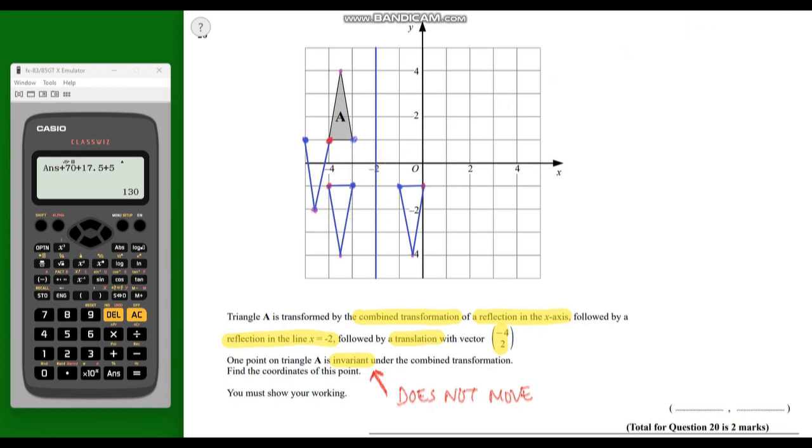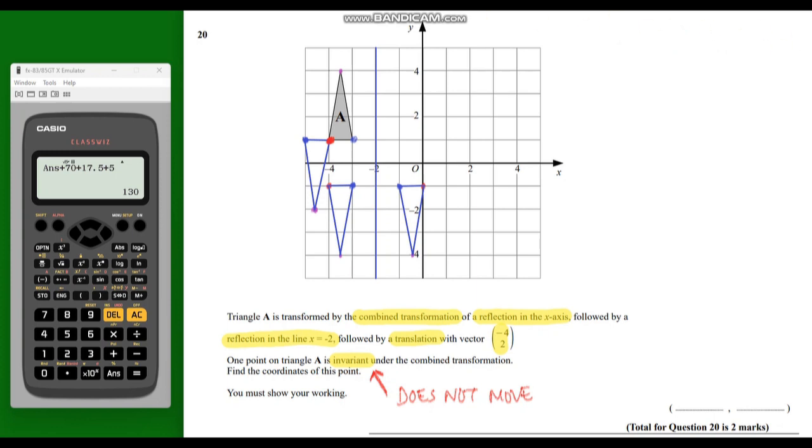Let's just fill that in. There we go, just for completeness. Now, notice the red point. Something fancy happened with the red point, and that is it went back to its original position. So we know the red point is the one that is invariant, this red point here. So what are the coordinates of that point?